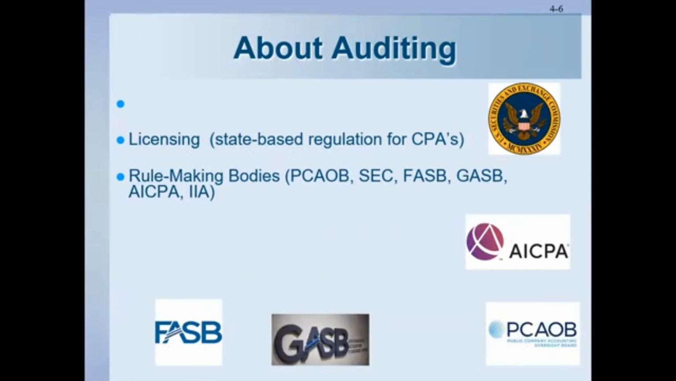So there are a number of rulemaking bodies that affect the auditing profession. Primary among them are the PCAOB, the Securities and Exchange Commission, the Financial Accounting Standards Board, the Governmental Accounting Standards Board, which is GASB, the American Institute of Certified Public Accountants, and the Institute of Internal Auditors.